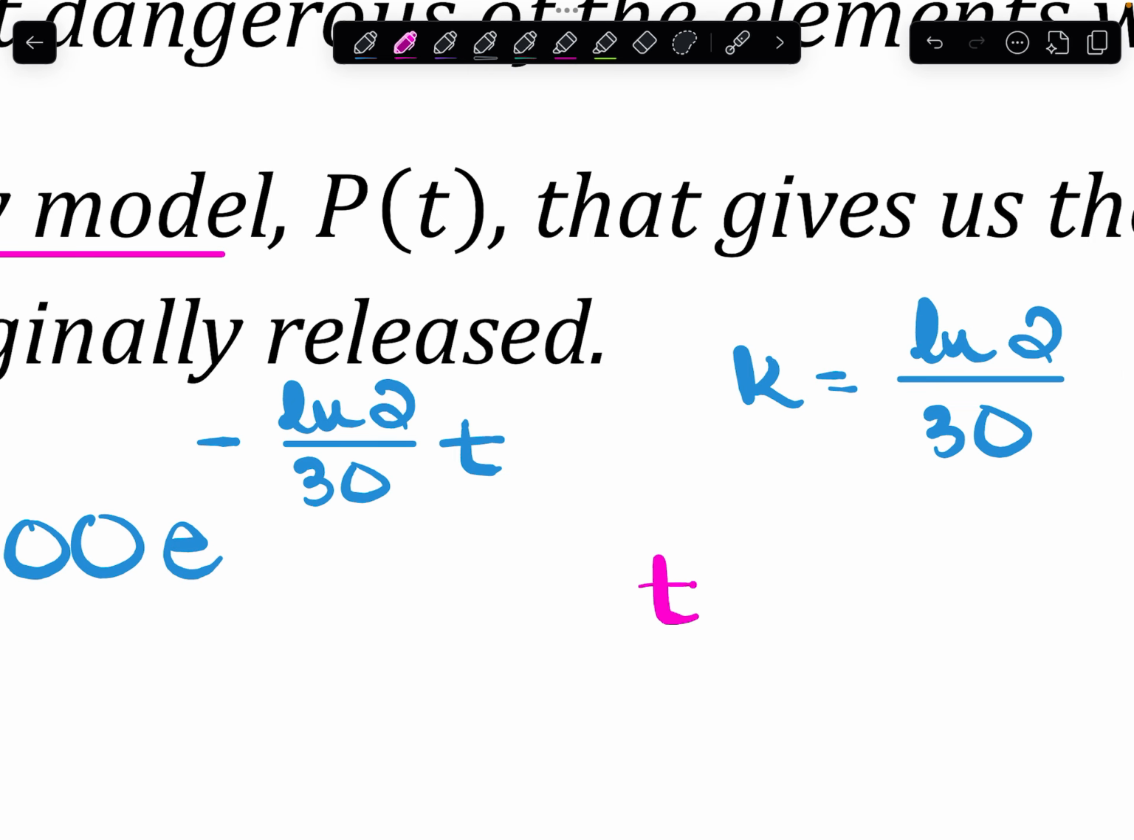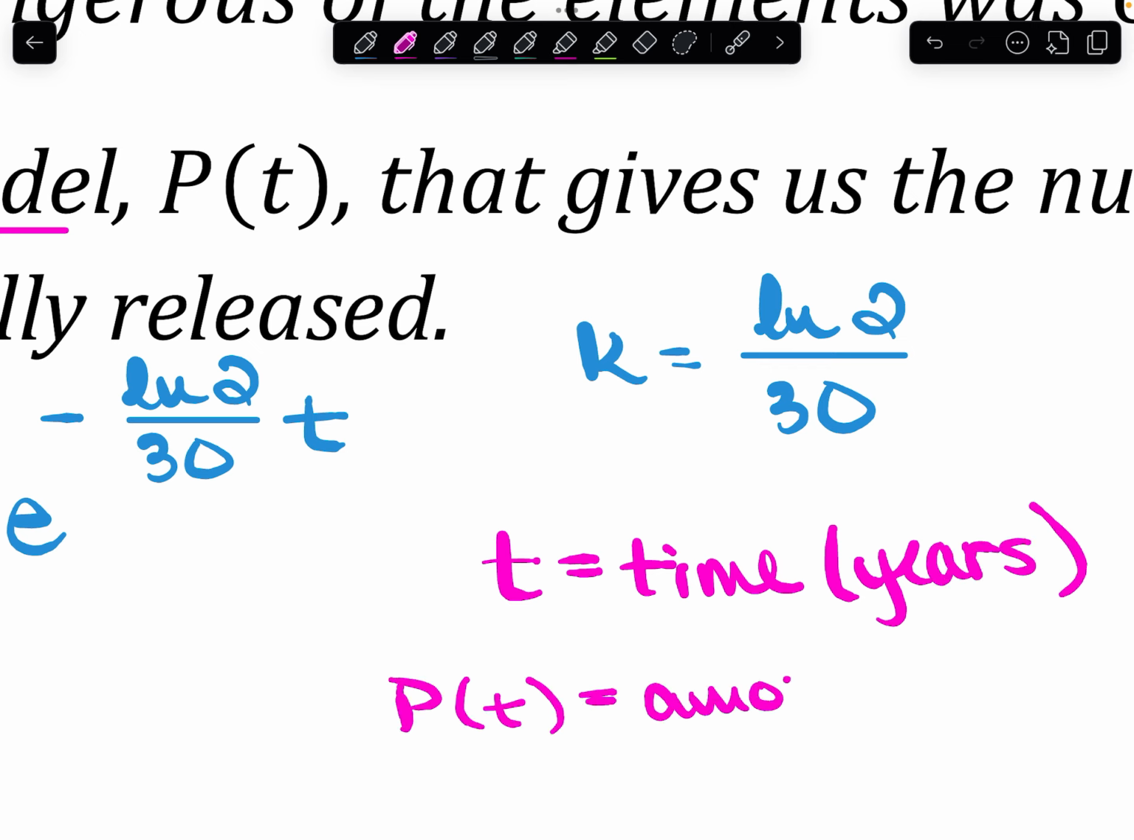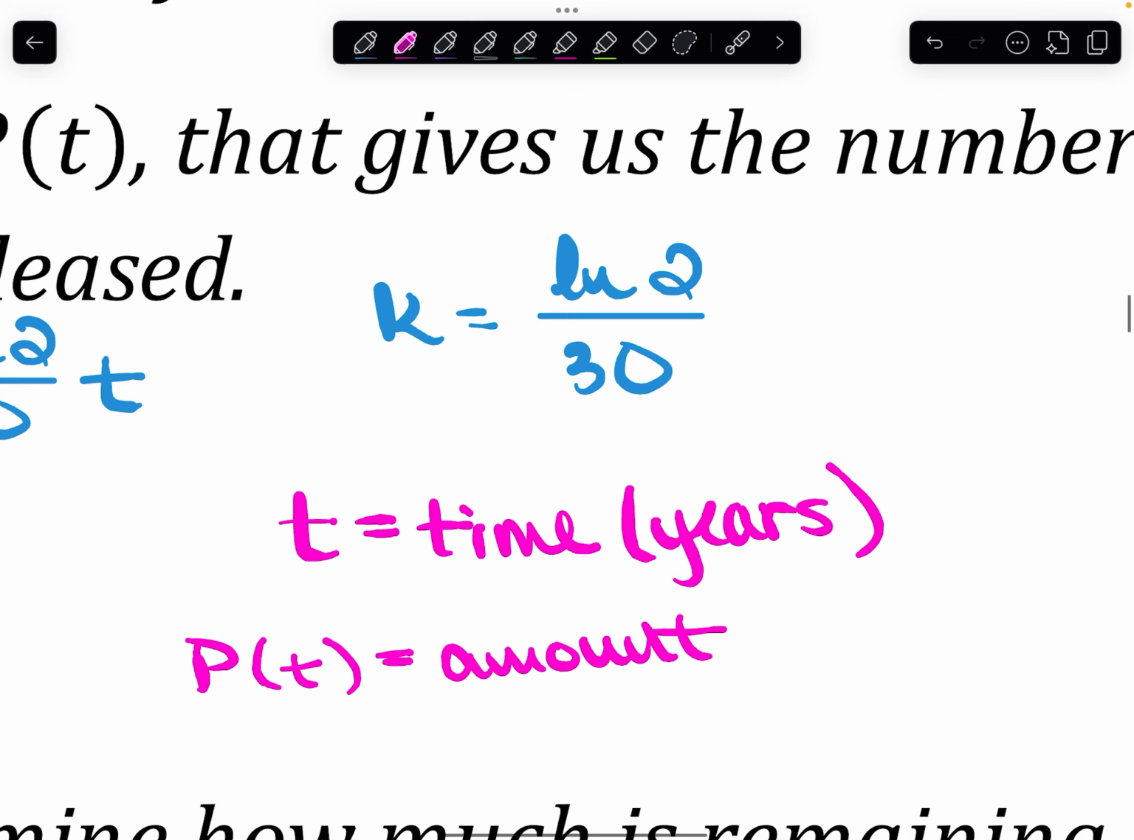T is our time, and our units here are years. P of T is our amount, and our units given were grams. So always know your units.